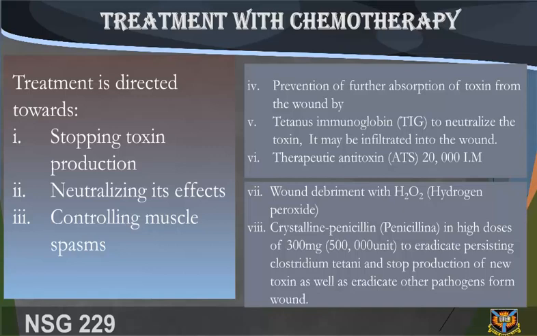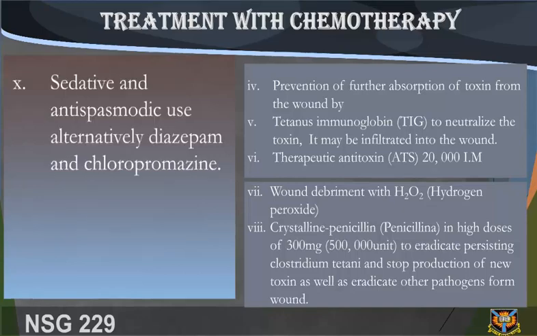6. Therapeutic antitoxin ATS 20,000 IM. 7. Wound debridement with H2O2, hydrogen peroxide. 8. Crystalline penicillin in high doses of 500,000 units to eradicate persisting Clostridium tetani and stop production of new toxin, as well as eradicate other pathogens from the wound. 9. Sedative and antispasmodic use, alternatively diazepam and chlorpromazine.